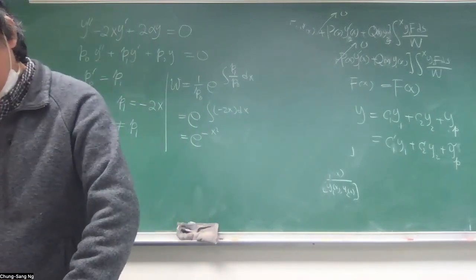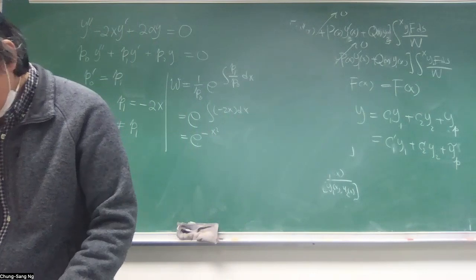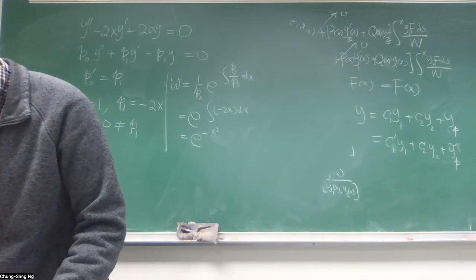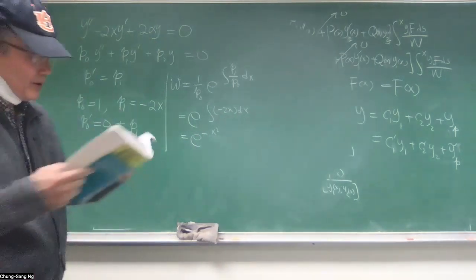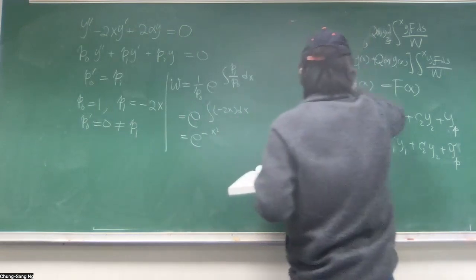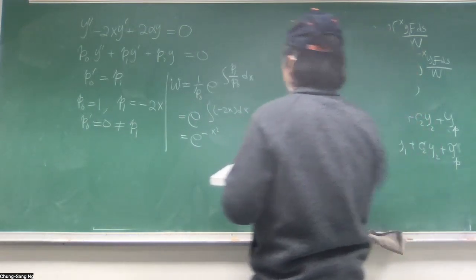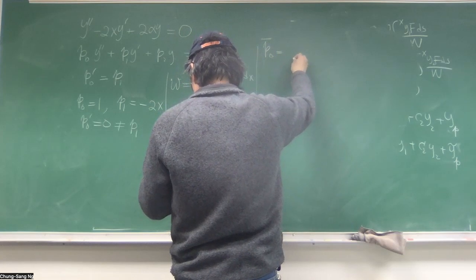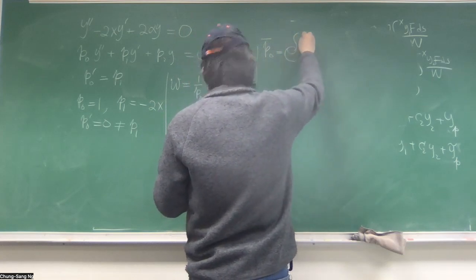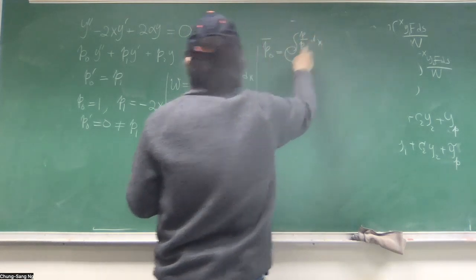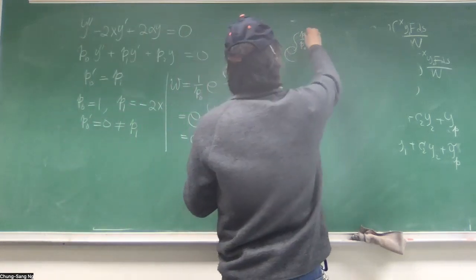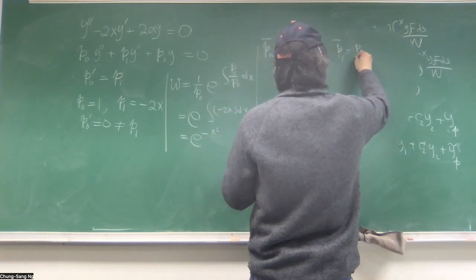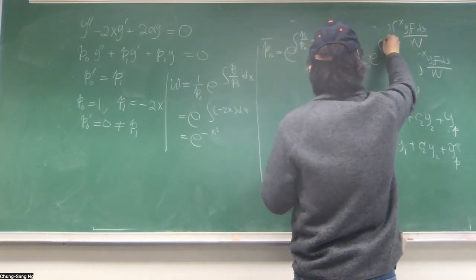If you want, you don't have to do the transformation of the differential operator, but if you want, you can define your new coefficient, the P0 bar, which is basically from equations 8.17 and 8.18. We define P0 bar as the exponential of the integral of P1 over P0 dx, exactly the same factor.